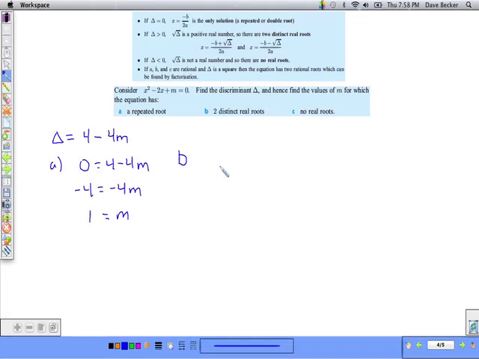B, two distinct real roots. Well, that means I need delta greater than 0. Okay, so I'm going to rewrite it this time. I should have done this in the first place. 4 minus 4m must be greater than 0. So solving, I would say negative 4m is greater than negative 4, and m is less than negative 1. So that means for any number less than negative 1, I will get two distinct real roots, because that will make my discriminant, there's my discriminant, greater than 0. It will be positive. Okay?